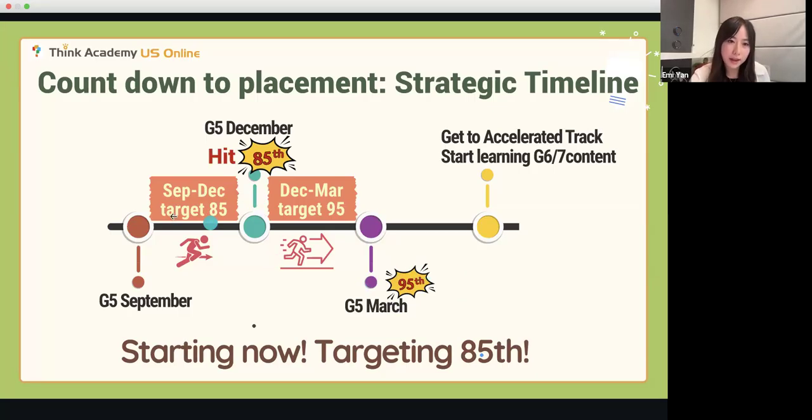Let's move forward a little bit. Starting in September, with the first test, I need to start preparing to get that 85th percentile. So from September to December, our goal is to target the 85th percentile so that we can target the 95th percentile when we finish our middle test. If you look at this countdown, this timeline, you actually need to start right now. Starting now, targeting the 85th percentile is going to be our goal.